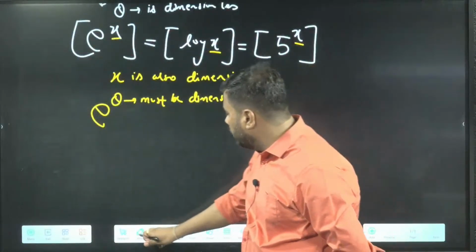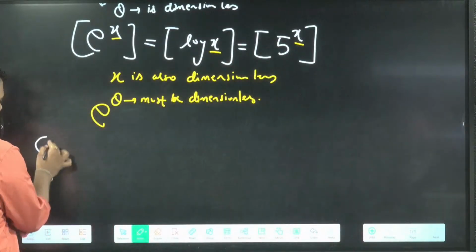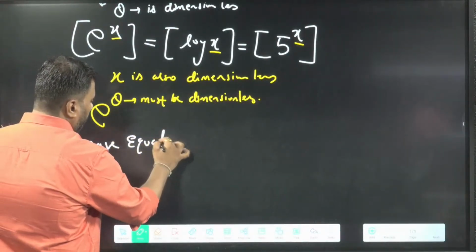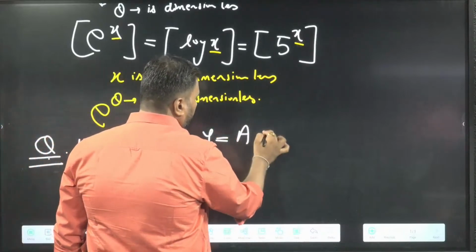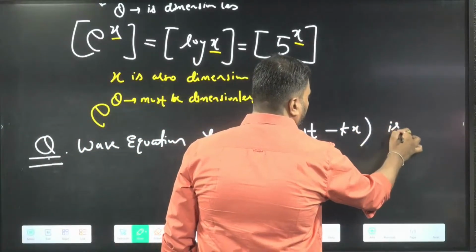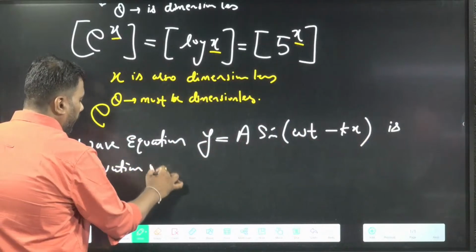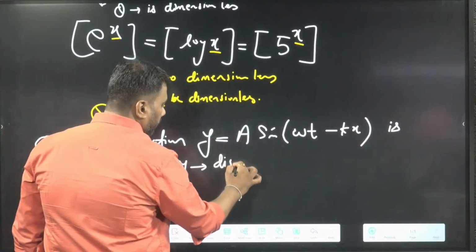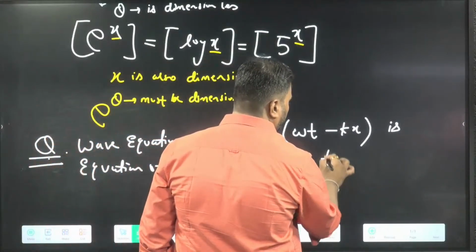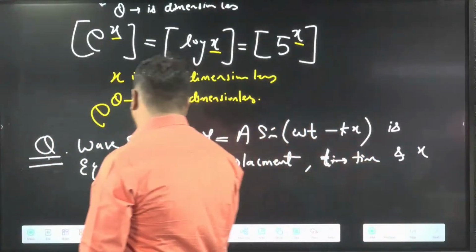So we can solve some questions based on these rules. Let us solve some questions. Wave equation: y equal to a sine omega t minus kx, is the equation of y, which is displacement, t which is time, and x which is position.